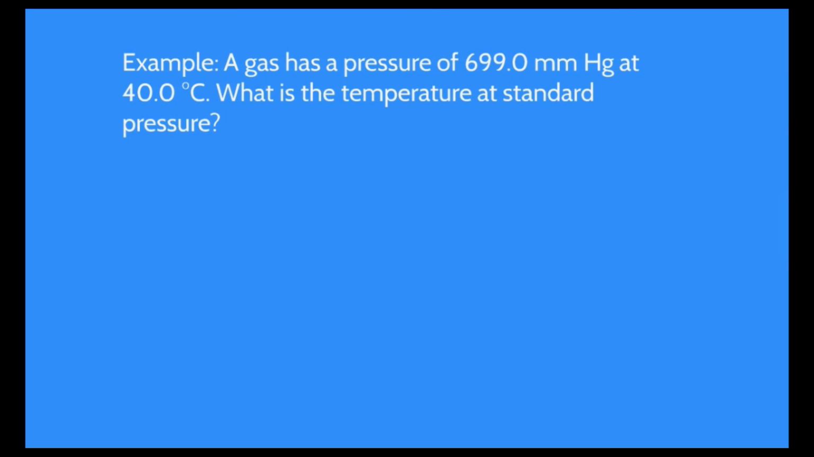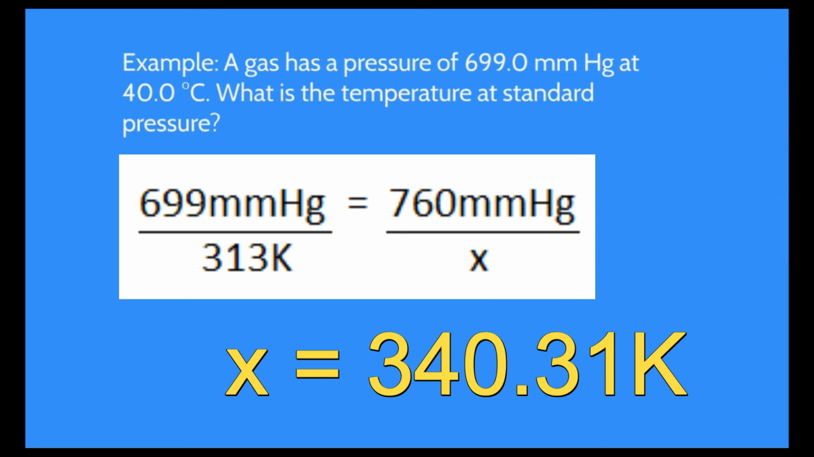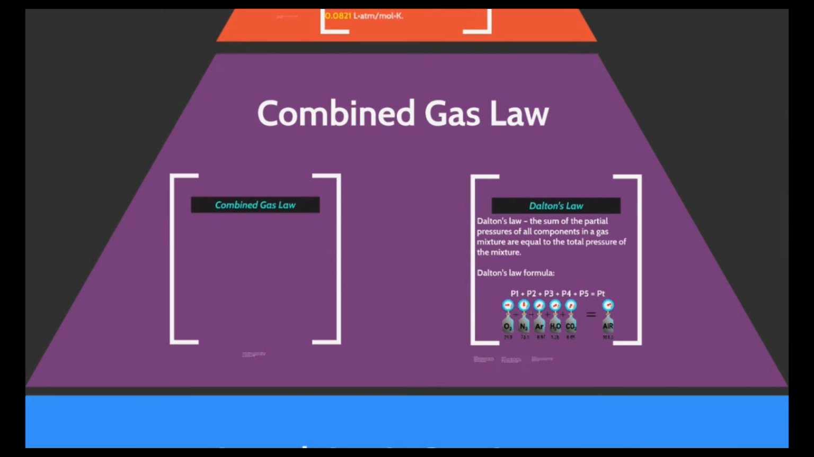Let's see, okay, so let's now read it. All right, a gas has a pressure of da-da-da at this, all right? So I guess this is listed first. P1, T1. What is the temperature at standard pressure? Okay, so I guess this is going to be our P2. And so I guess we got to figure out our T2. What'd you get? 340.31 Kelvin. 340.31. Seems legit. We're not going to go too much into it.